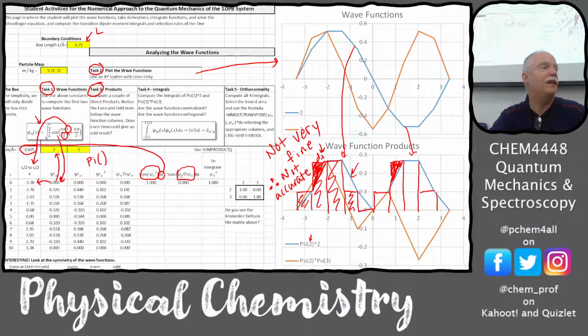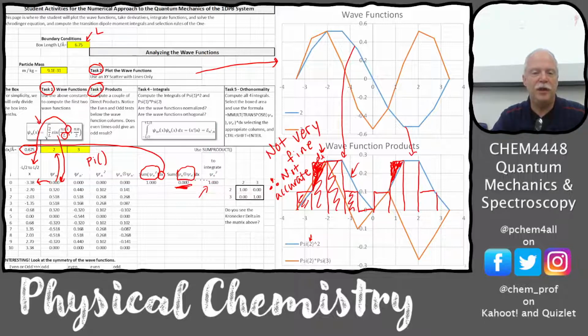That's the orthogonality piece, right? A wave function times a different wave function added together times dx is 0. Okay. Now, I wanted you to get some skills with different formulas. And so in the notes, we'll see in a second this sum product formula.